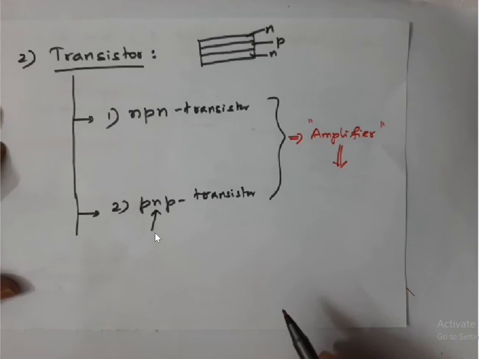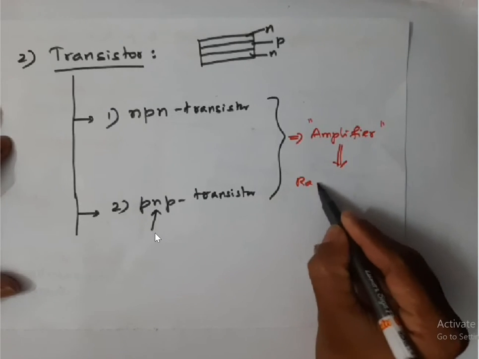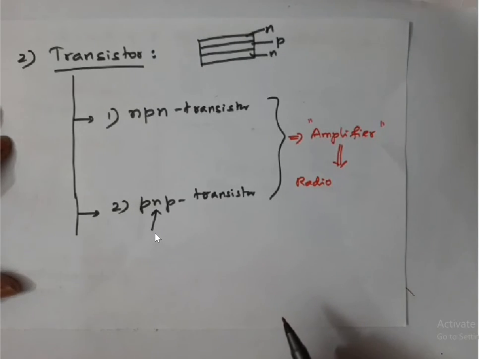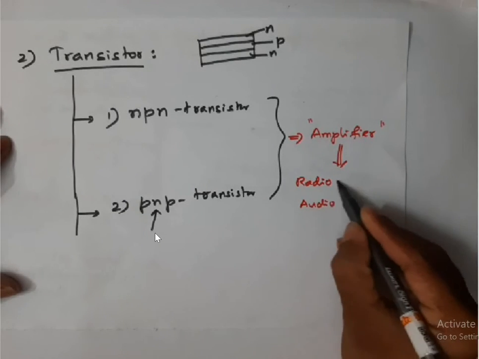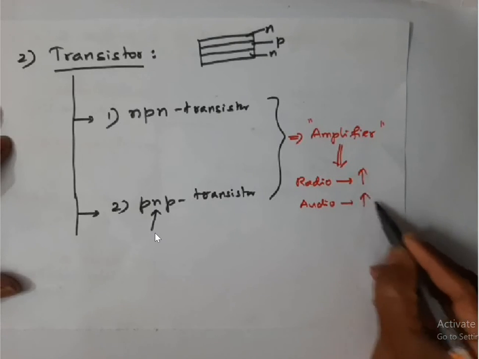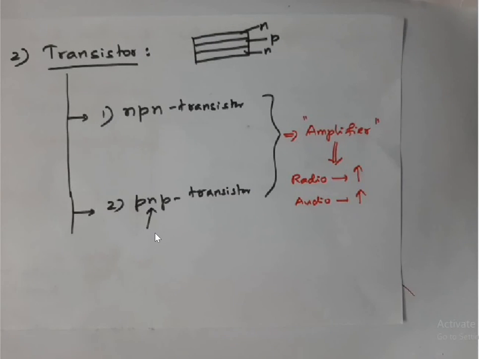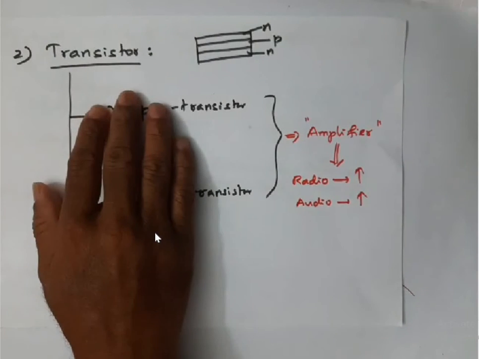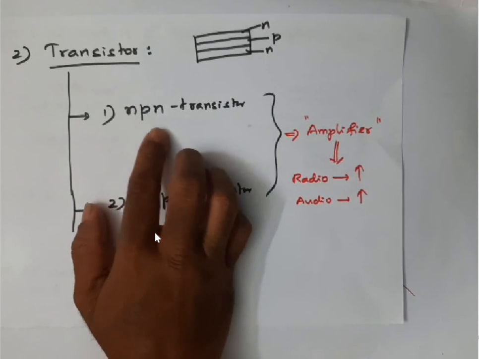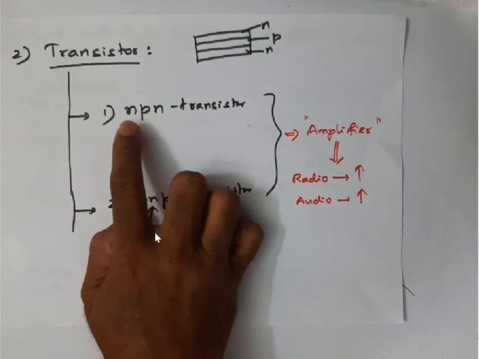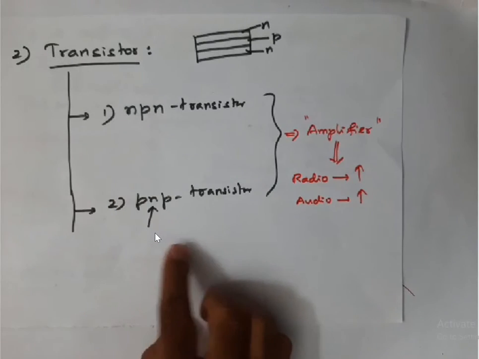What is meant by that? It will amplify radio signals. It will amplify audio signals. It will increase the signal intensity. Amplifying means it will increase the intensity of the signal. That's all. So transistors are used as amplifiers. Transistors consist of 3 extrinsic semiconductors, either NPN or PNP.